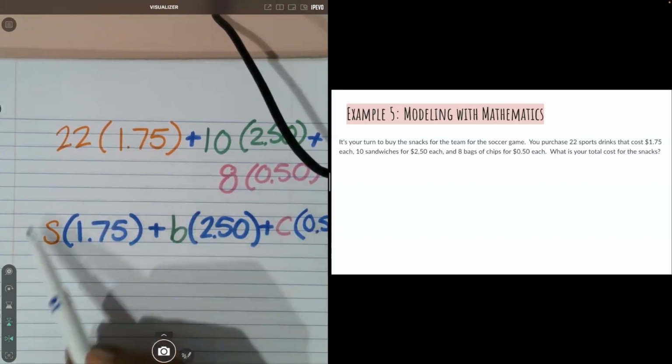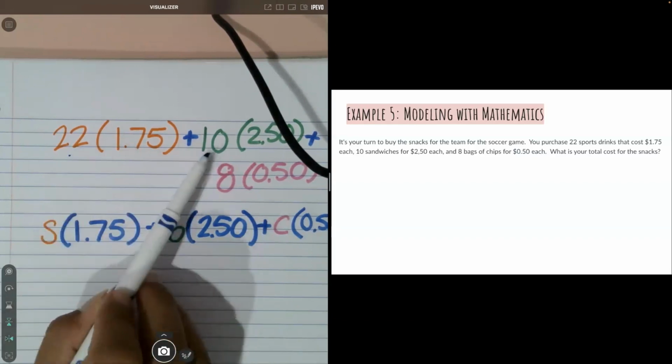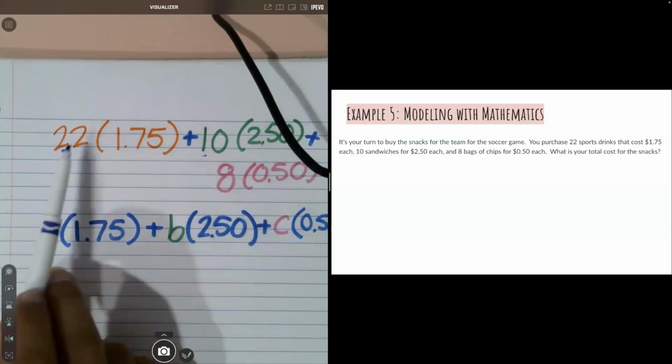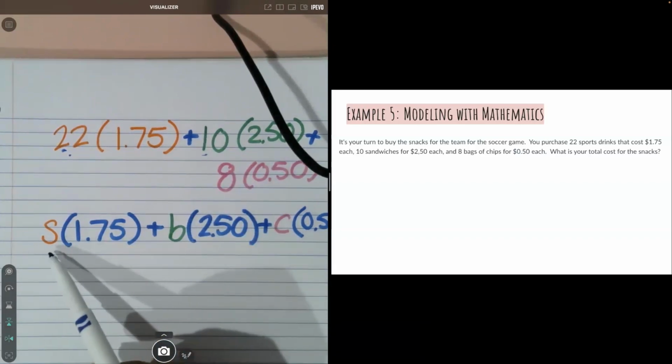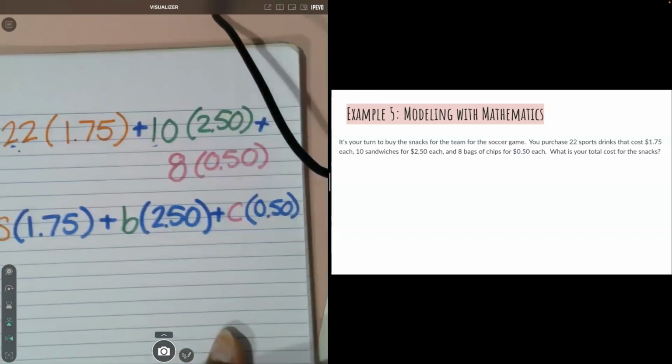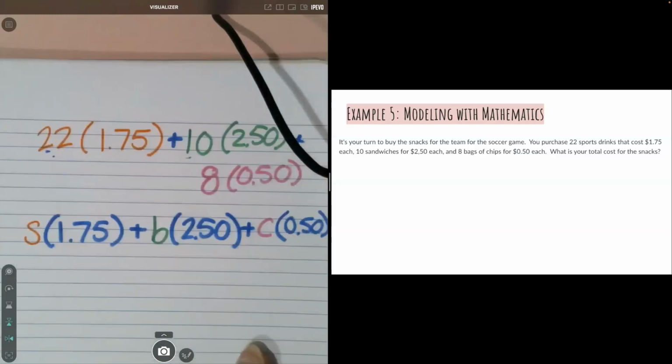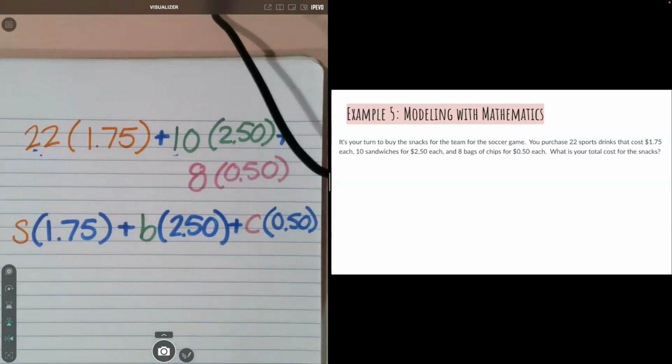So now we have a general setup, right? This is specific instances when we bought 22 sports drinks, 10 sandwiches, and 8 chips. This is what I can use to figure out how much I'll spend for any game, right? However many snacks we want to get, I can figure out how much it's going to cost just by using that general form.